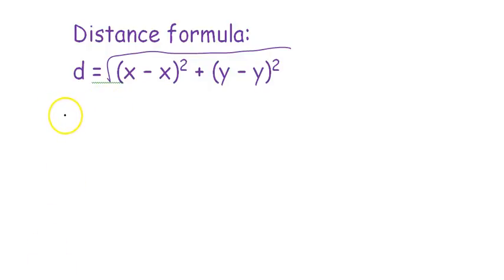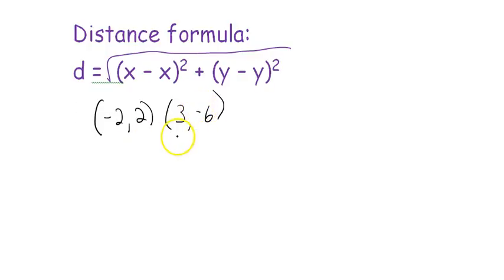Okay, so now that we've talked about it, let's do it. Let's do a couple of distance formula practice problems. First, let's say we have the point (-2, 2) and the point (3, -6). You could plot those and guess what the distance is, but we're going to use the formula and get the exact distance. You could also plot them and make a triangle and find the distance between them using the Pythagorean theorem.